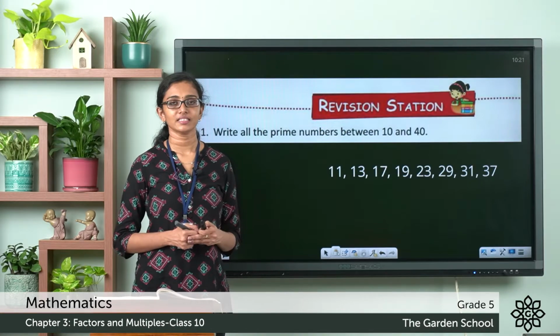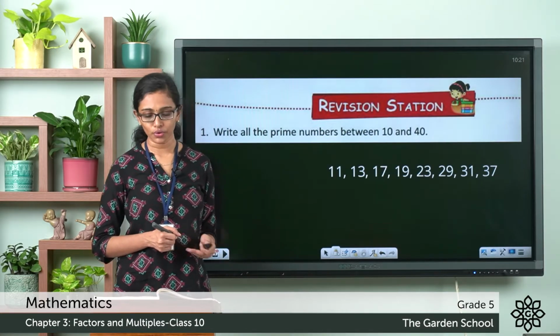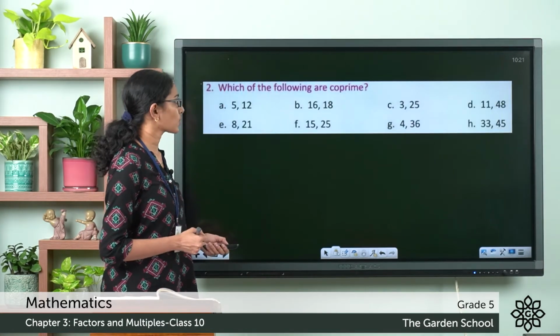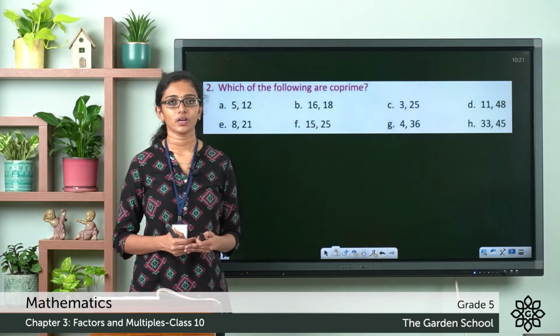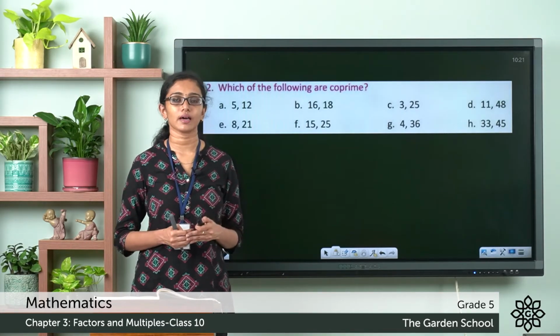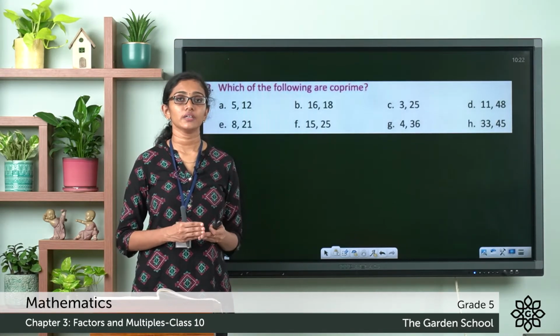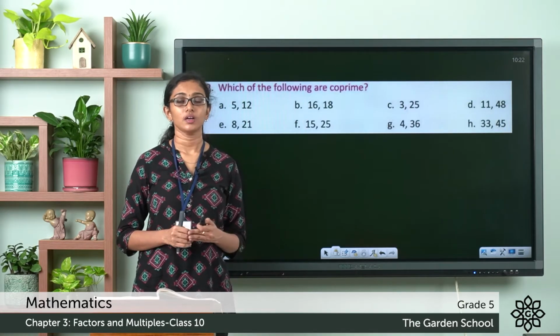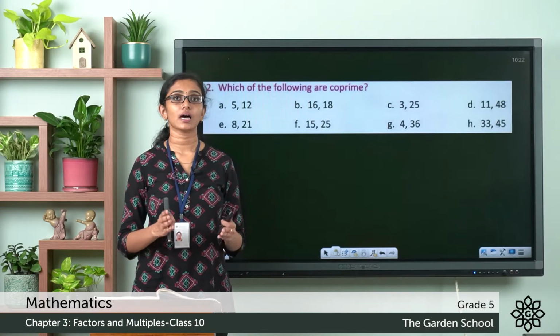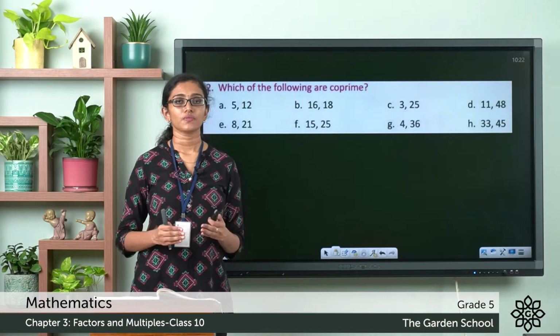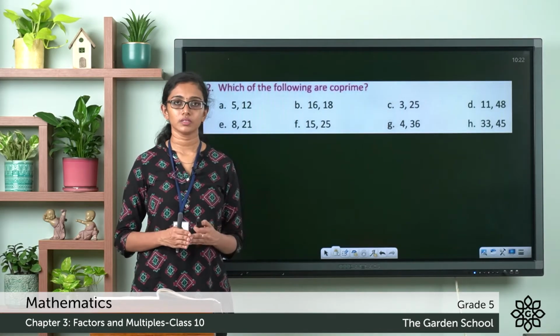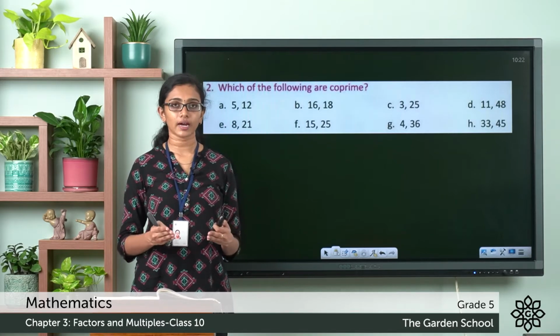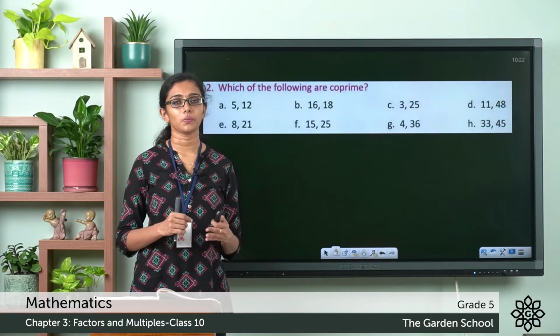So is it clear? Let's discuss question number 2. It says, which of the following are co-prime? Now what do you mean by co-prime numbers? See, if the only common factor for two numbers is 1, we say the given numbers are co-prime numbers. So for two numbers to be co-prime, the only common factor for these numbers should be 1.